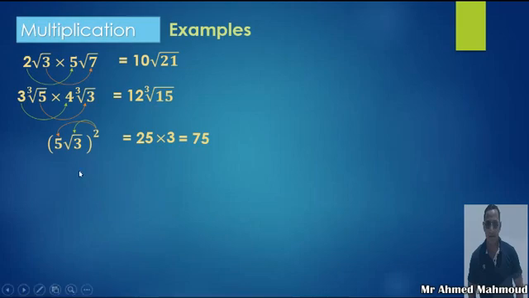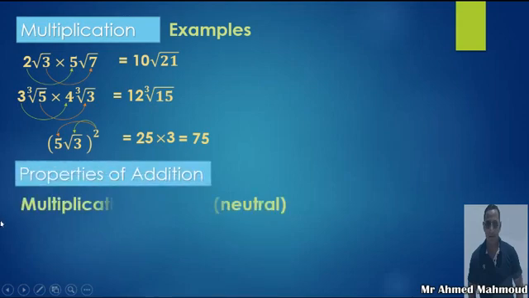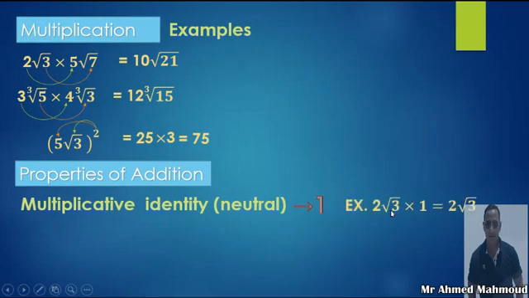Now we are going to explain the properties of multiplication. The first property is called the multiplicative identity or multiplicative neutral, which is 1. Okay, what does it mean? It means when we multiply any number by 1, the number doesn't change like this. 2 root 3 multiplied by 1 equals also 2 root 3. Okay, another property, the multiplicative inverse.